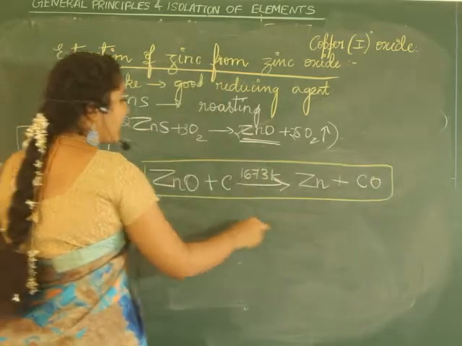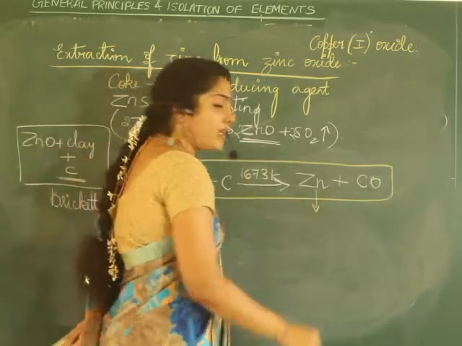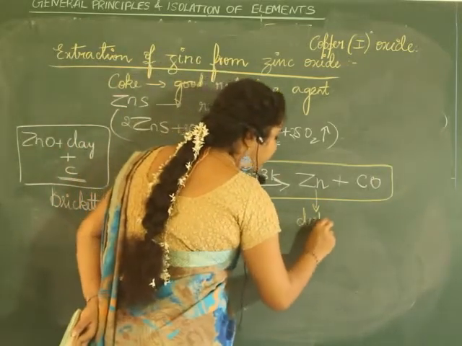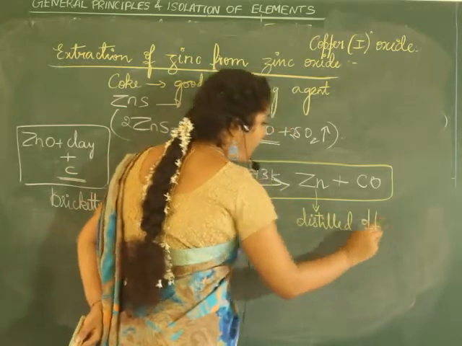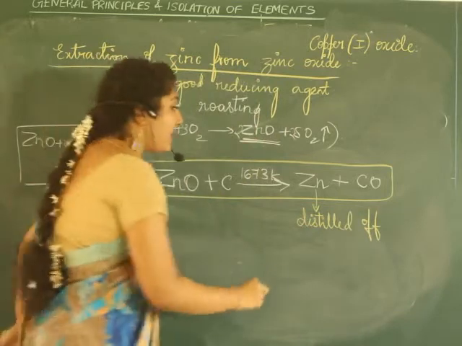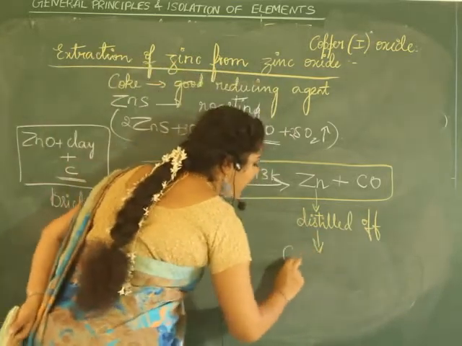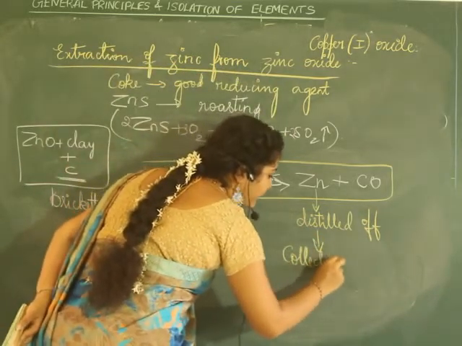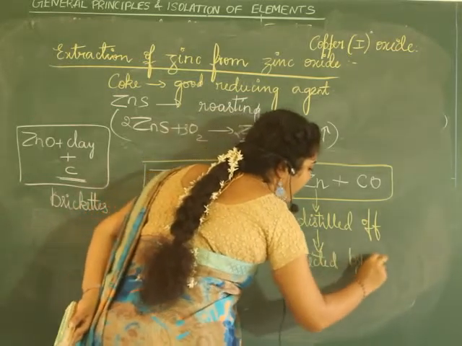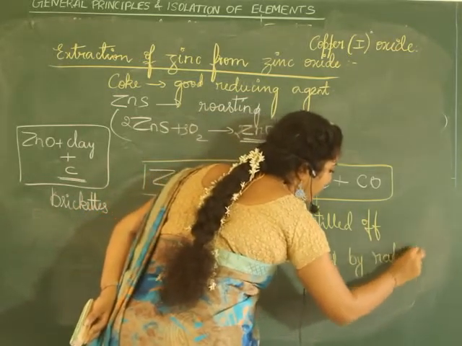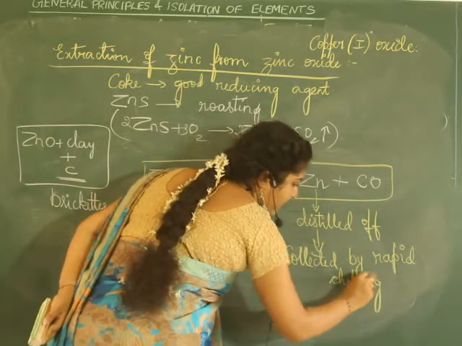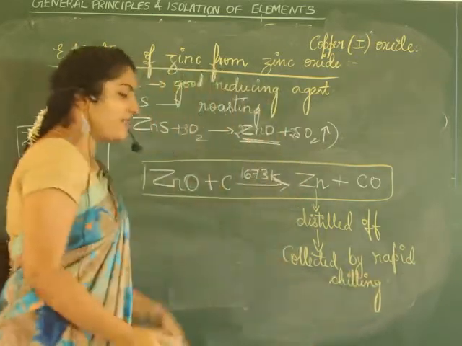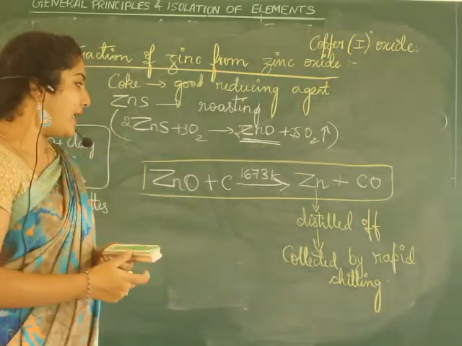Now the zinc which is obtained will be subjected to distillation. It is distilled off, and then it is collected by rapid chilling. Chilling, you know, means cooling it, freezing it. Rapid means fast. Rapid chilling, it is collected.